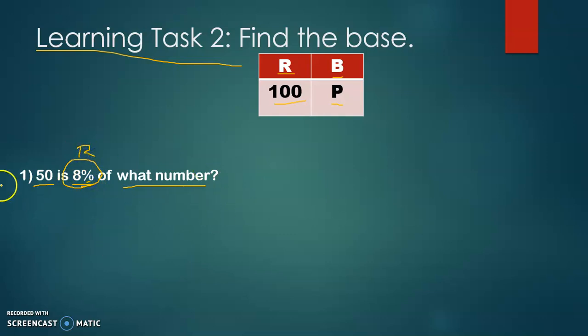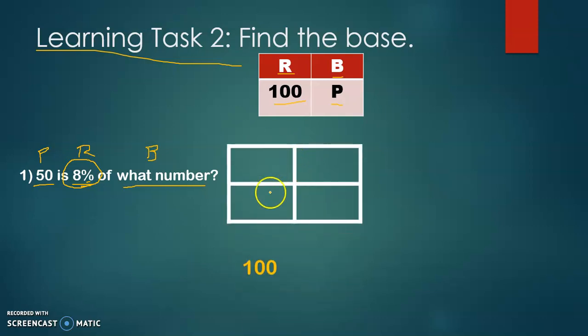Okay. Ngayon, susunod, hanapin natin kung ano ba itong 50 na to. Is this the percentage or is this the base? Okay. Since, sabi ko nga, usually, ang percentage katabi ng word na is, so percentage ito. So, ang nawawala ay base. Okay. Using the Cabinho square, solve natin.